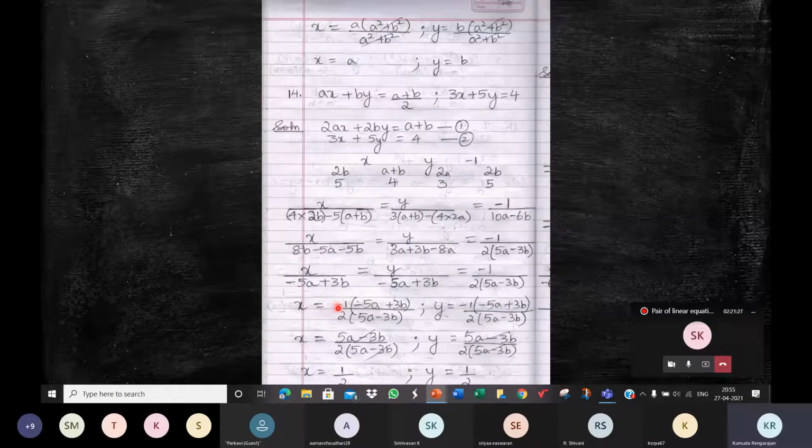Now what happens? Multiply minus into minus plus 5a. That's what you see here. Minus into plus is minus 3b. So we get 5a minus 3b. When you multiply these terms with the minus 1 outside, you will get 5a minus 3b. Same thing here. When you multiply this and this with the minus outside, you will get 5a minus 3b.